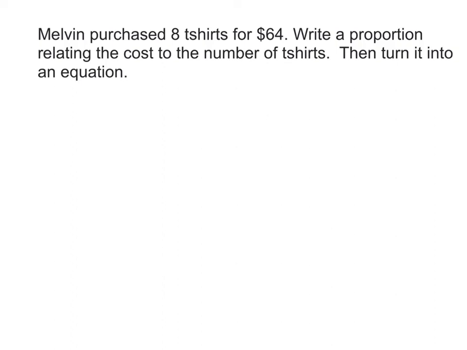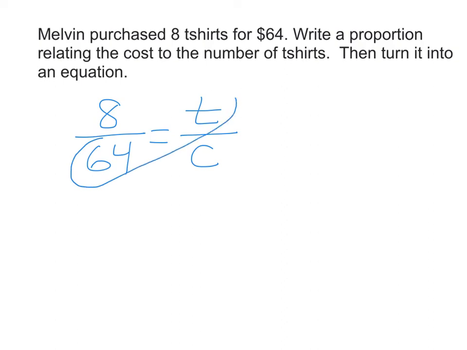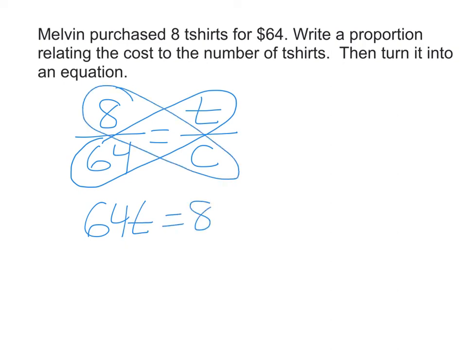Okay, so if that's what I'm looking to do, Melvin purchased 8 t-shirts. So the number of t-shirts is 8, over the total cost is 64. So that would be the number of t-shirts I bought over the cost of the t-shirts. So now I can do my cross multiplying here, and I get 64t equals 8c.